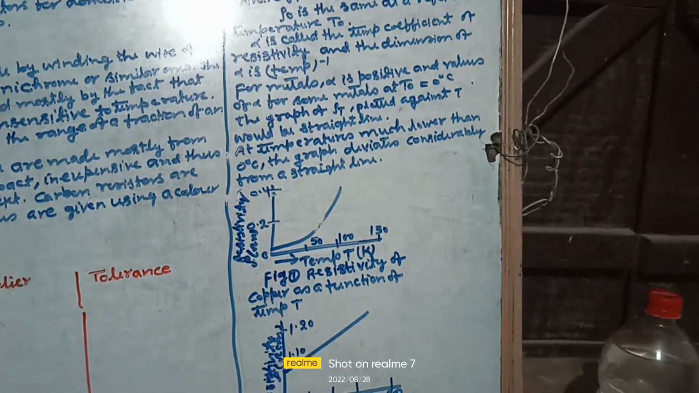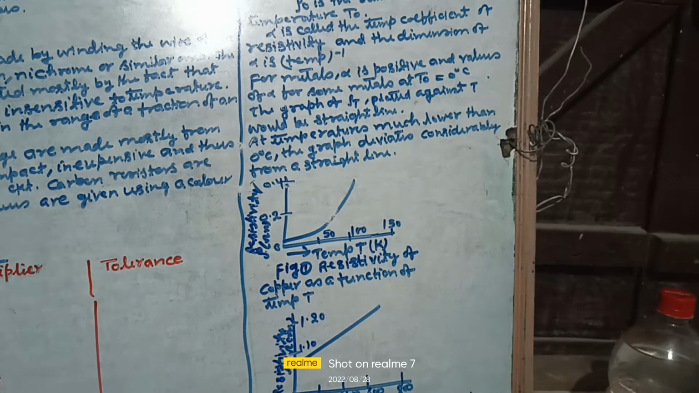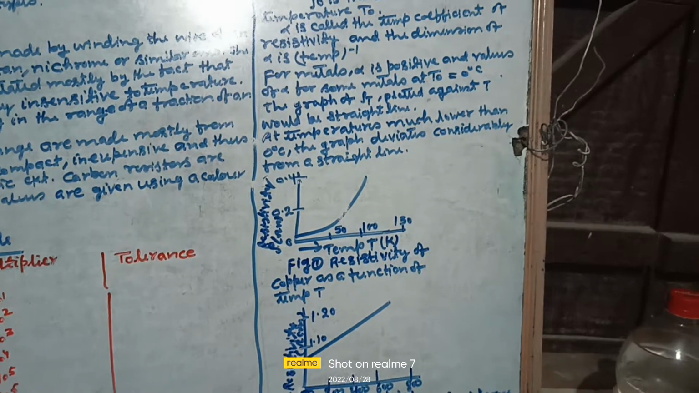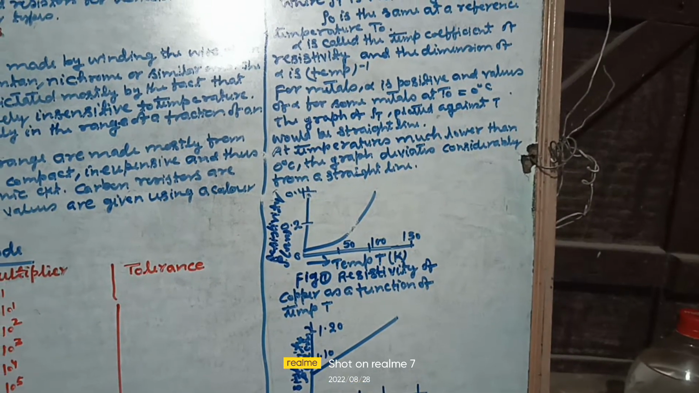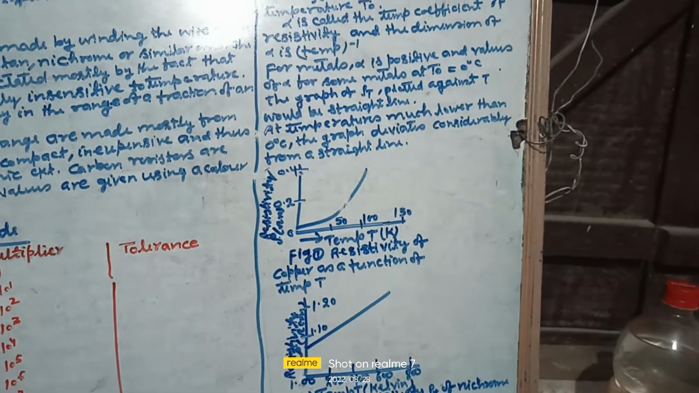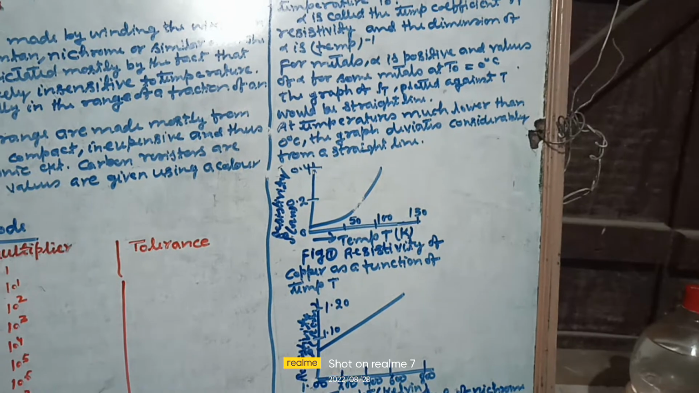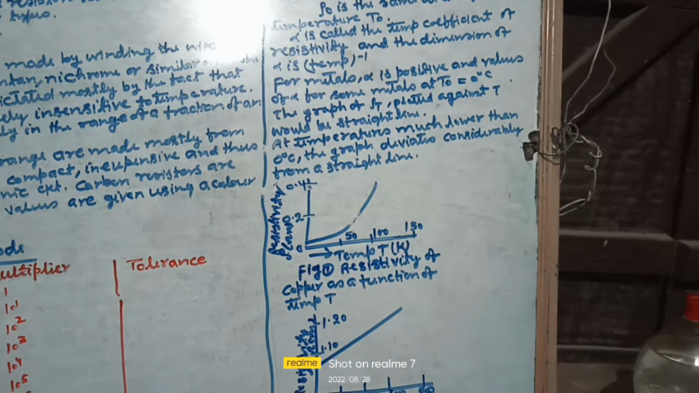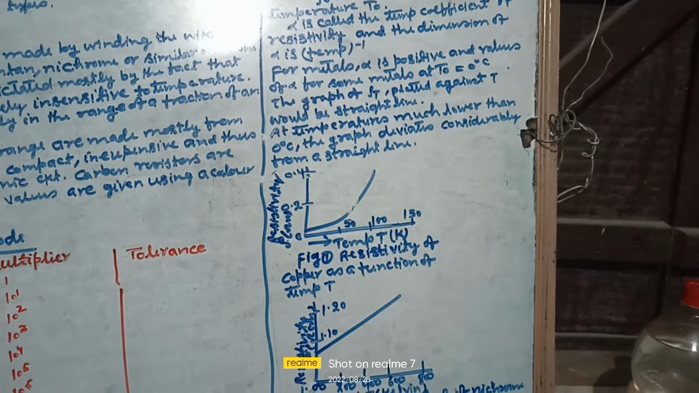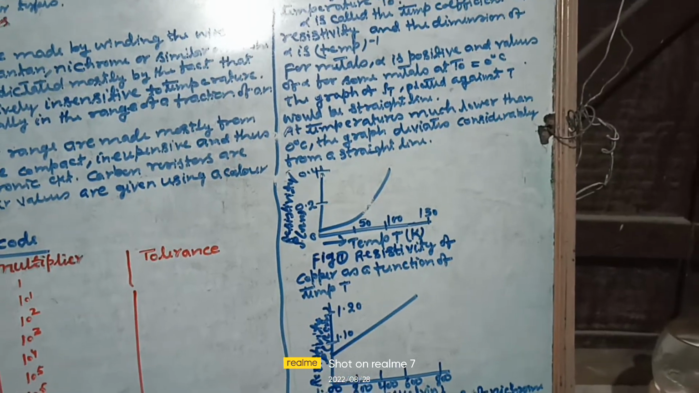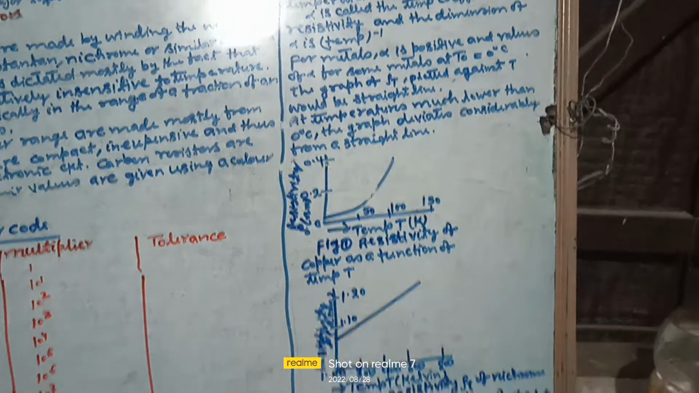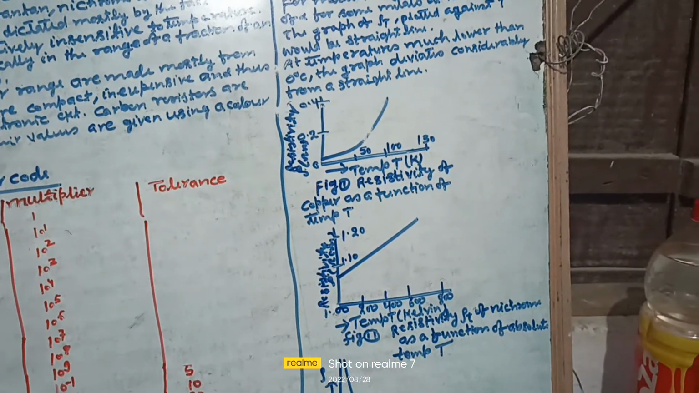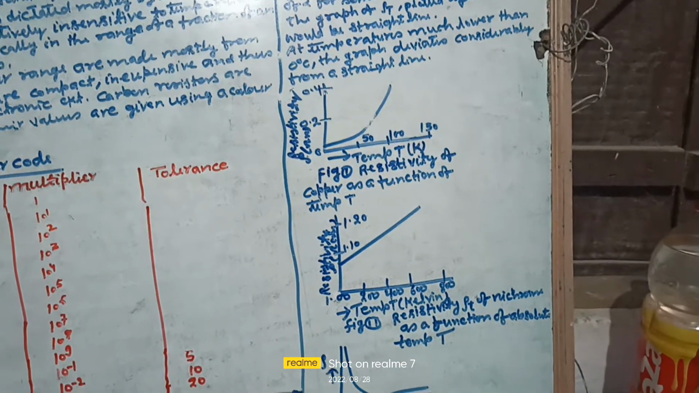The graph of ρt plotted against T would be a straight line. At temperatures much lower than 0 degrees C, the graph deviates considerably from a straight line. The graphs shown are resistivity versus temperature T as a hyperbola, and resistivity versus temperature as a straight line, for nichrome as a function of absolute temperature. First, the resistivity of copper is a function of temperature, and the third is parabolic.